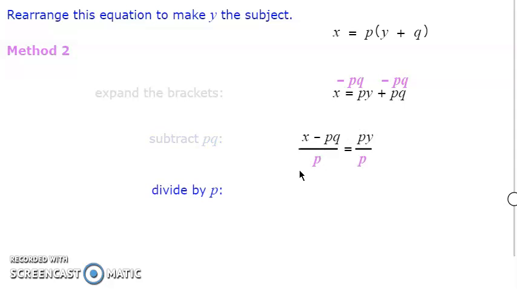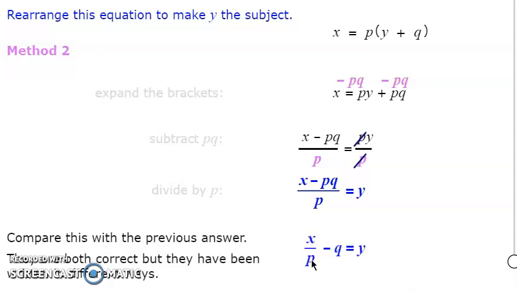And then divide both sides by p. So you can see it is being divided by p on both sides. And p and p get cancelled and you are left with y. So y equals what? x minus pq by p. And then further simplify it: x by p minus pq by p will give you just q, is equal to y. Compare this with the previous answer. They are both correct, but they have been written in different ways.